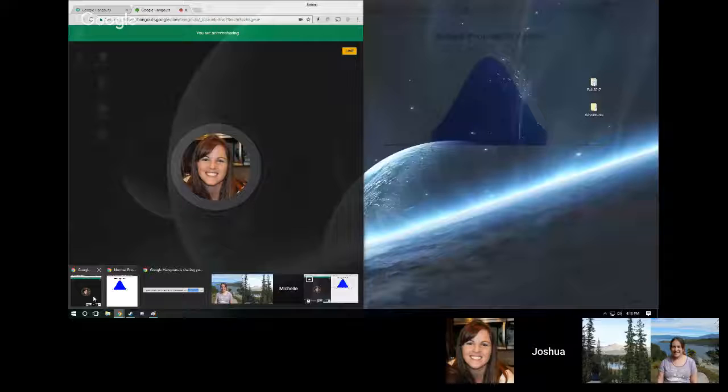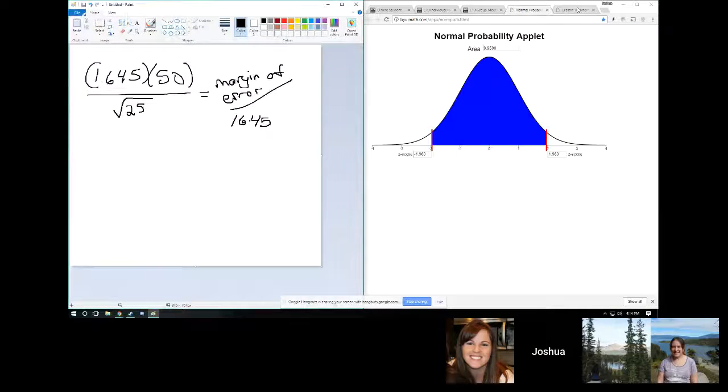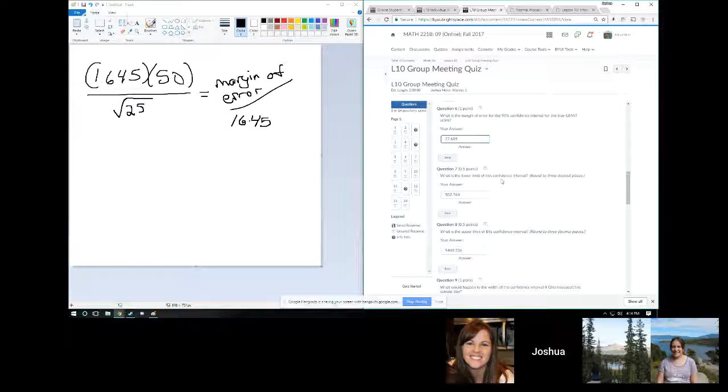Okay, and then from there, we're calculating 1.960. Oops, how did I do that? And then we're doing the same calculation we did in the last one.